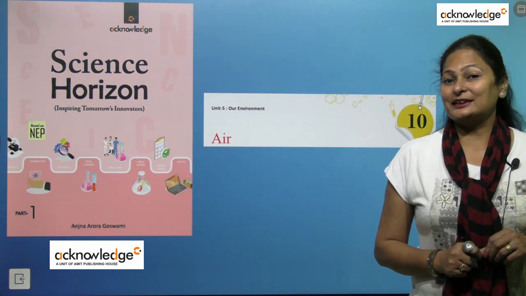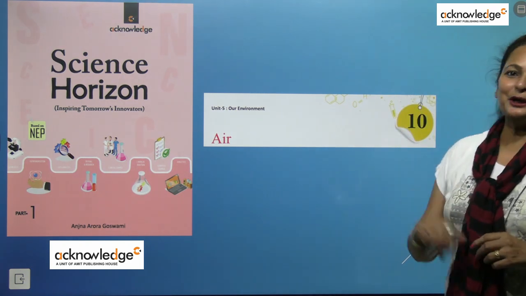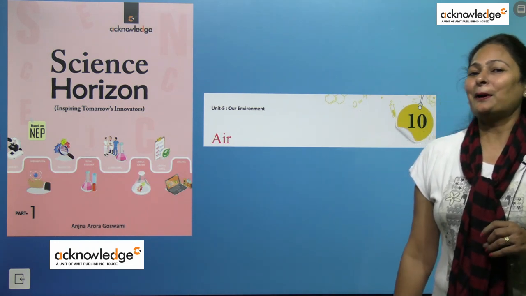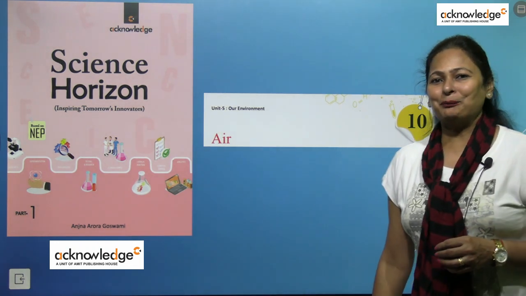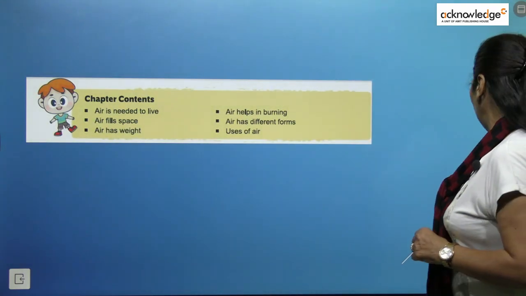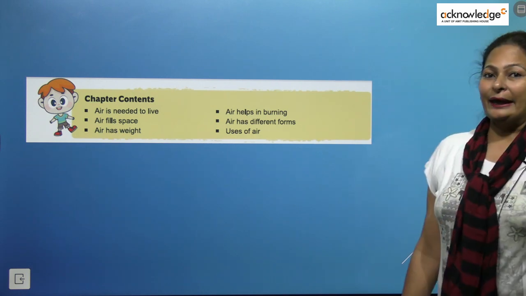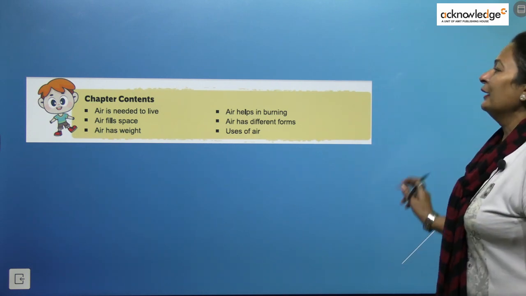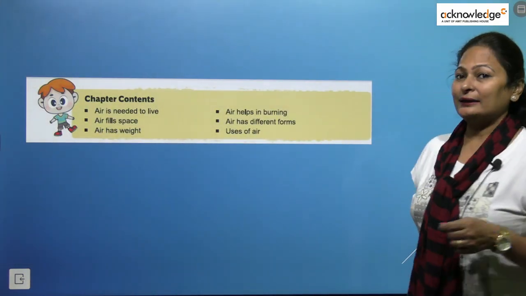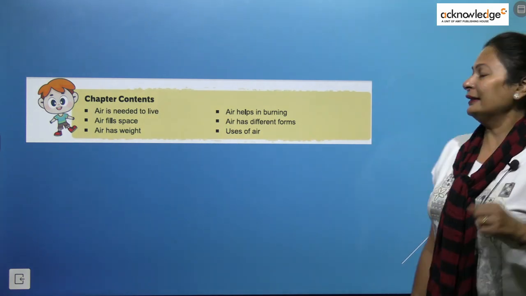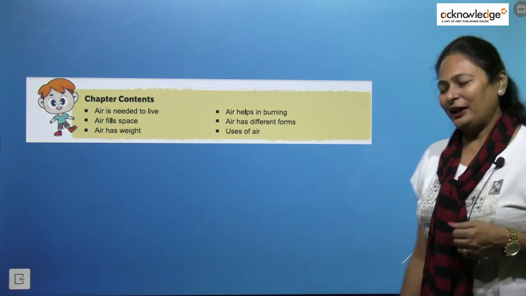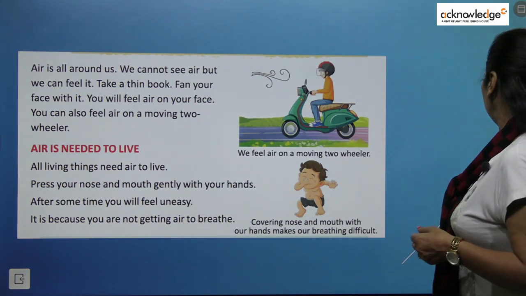This is Harshi, your science tutor, back with chapter number 10, Air, of your course book, Science Horizon Acknowledged Series by Amit Publication House. In this chapter we are going to learn that air is needed to live, air fills space, air has weight, air helps in burning, air has different forms, and uses of air. So let's begin with the chapter, kids.